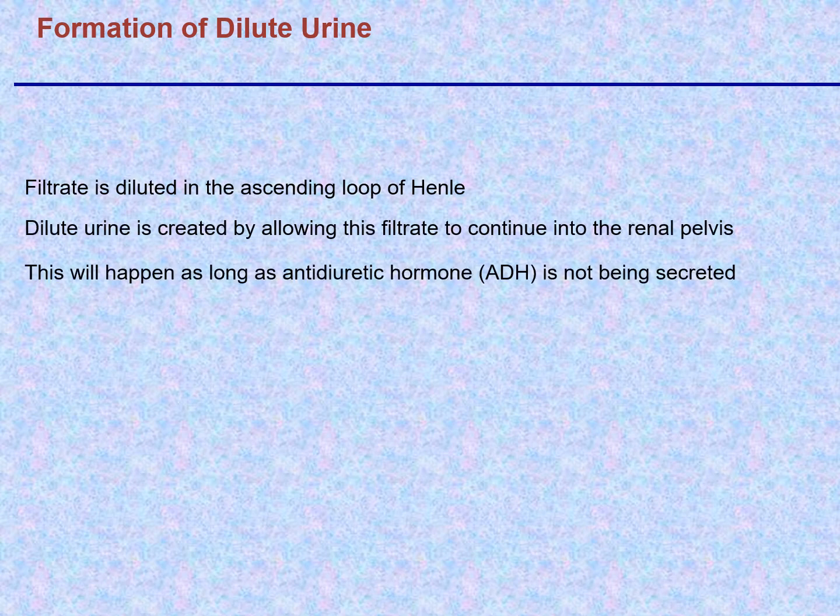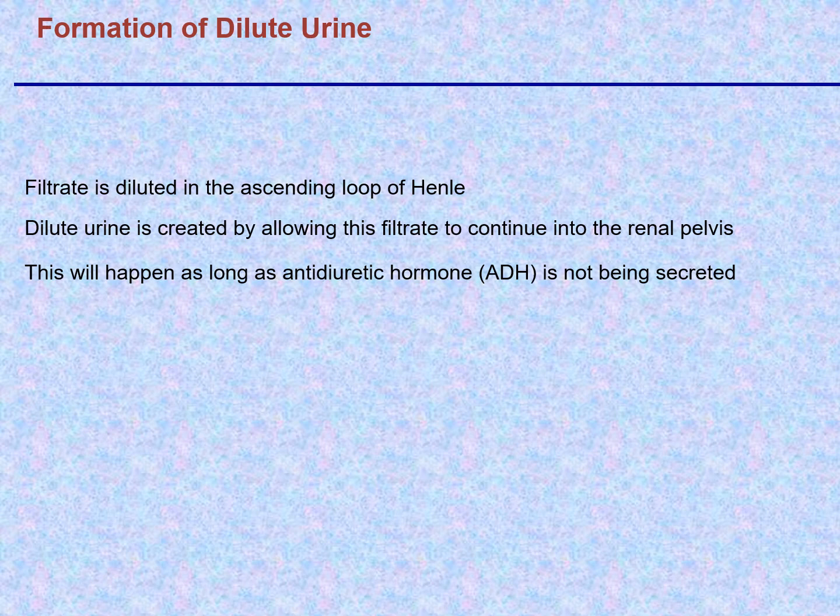Okay, now the volume of fluid in the urine is actually under regulatory control. There are situations certainly when a person is going to excrete dilute urine because they have been drinking more fluids, more water, and they have an excess, and their blood plasma osmolarity is lower than 300, so they need to get rid of water, so they would produce a dilute urine.